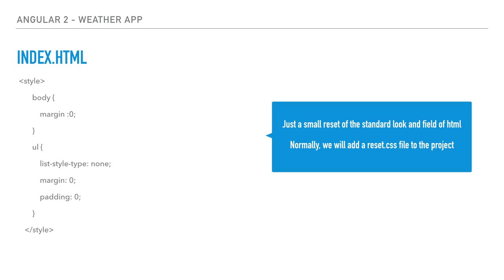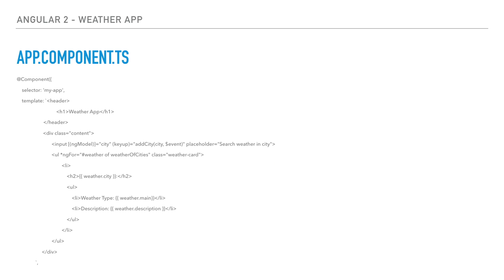Yes, so for our project, this is nothing related to Angular at all, but we will do a small reset. So we can import the reset.css if you already have it. In our case, just to keep the example simple, we will just put the style tag and reset the body and reset the unordered list. Okay, we will do this later on with WebStorm.